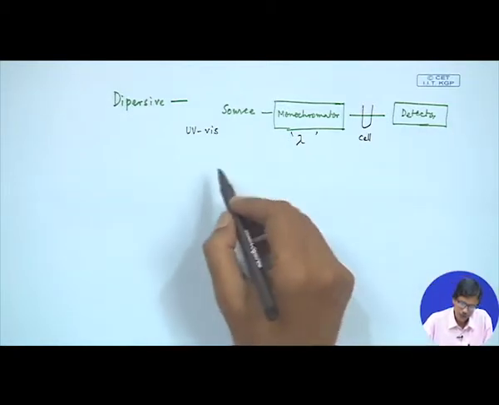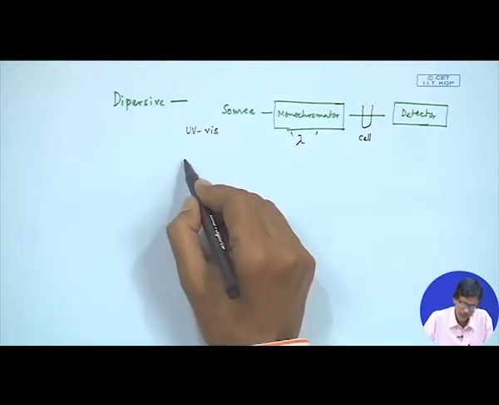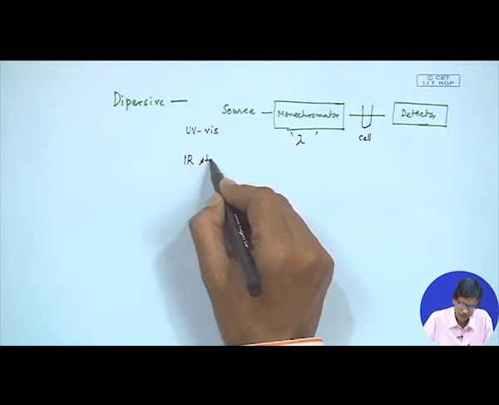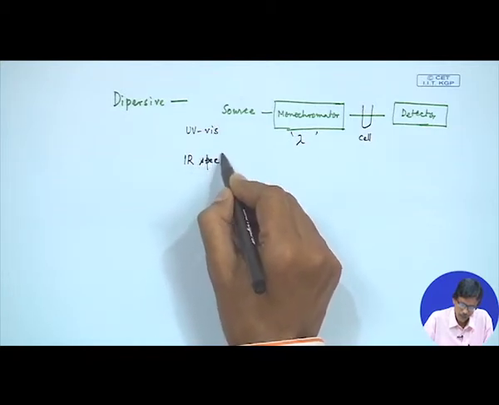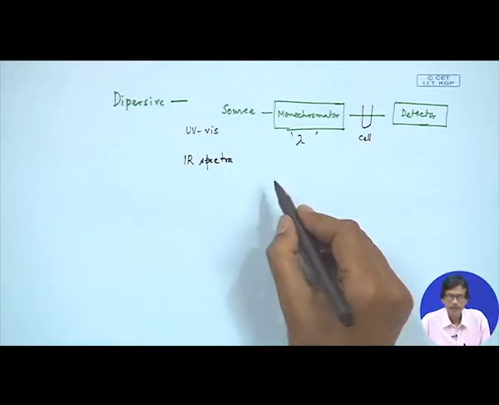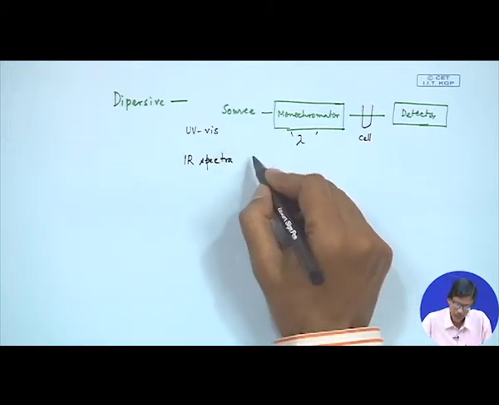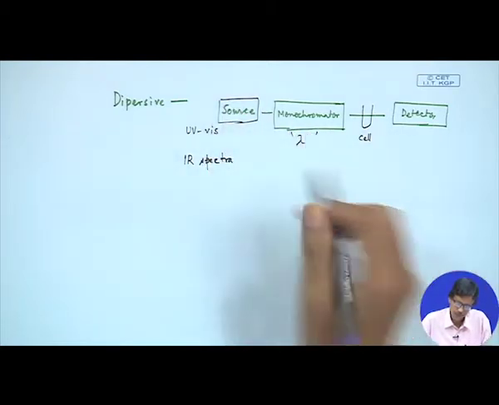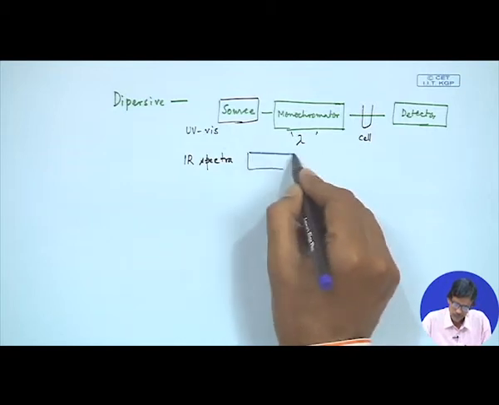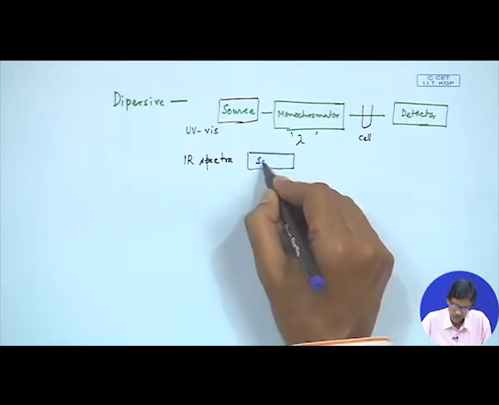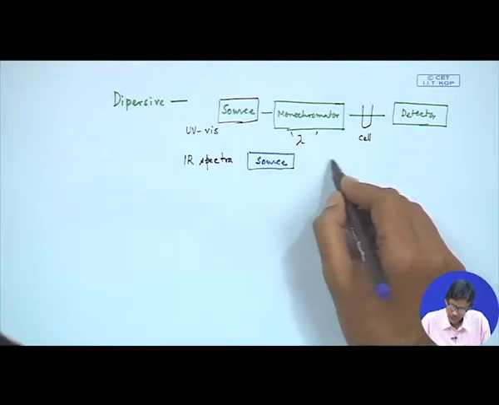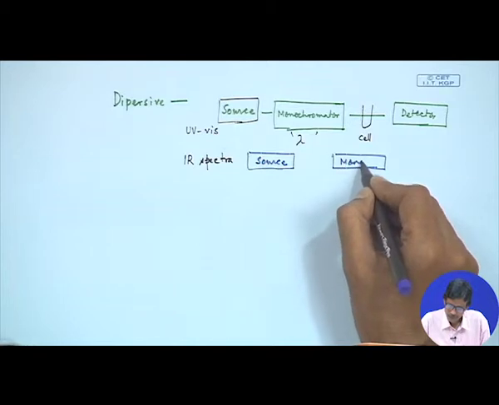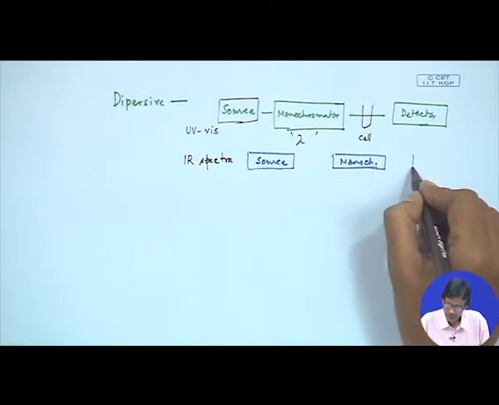But in the case of your IR study, that means IR spectroscopic study, to monitor the IR spectrum, what can we have? We have the same source, and we have the monochromator and the detector.